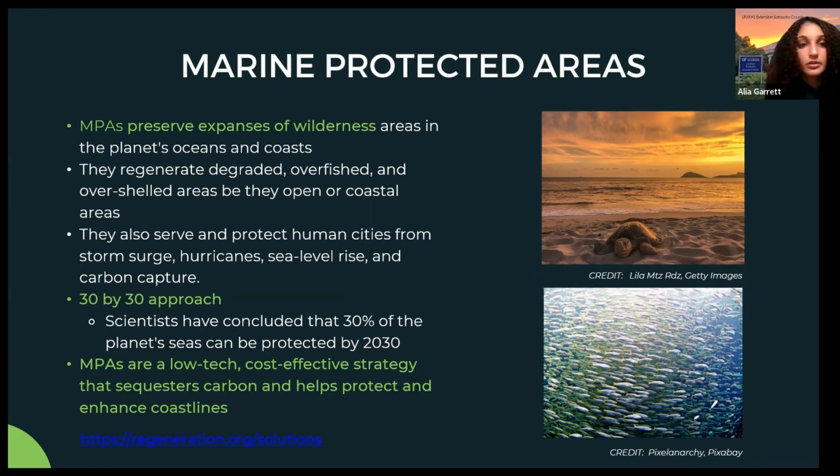All right, so marine protected areas preserve expanses of wilderness areas in the planet's oceans and coastlines. They regenerate degraded, overfished, and overshelled areas, be they open or coastal. They also serve and protect human cities from storm surge, hurricanes, sea level rise, and carbon capture. There's often this thing called the 30 by 30 approach, and scientists have concluded that 30% of the planet's seas can be protected by 2030. Marine protected areas are a very low-tech, cost-effective strategy that sequesters carbon and helps protect and enhance our coastlines.